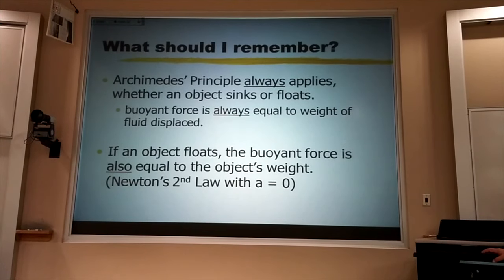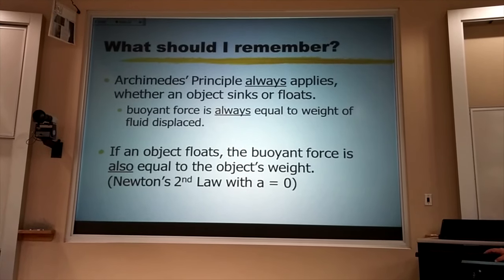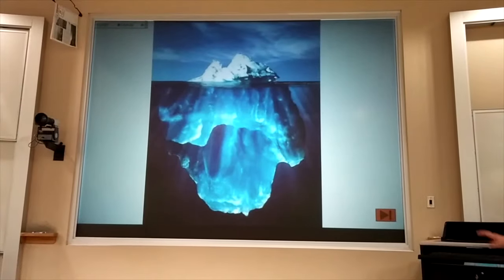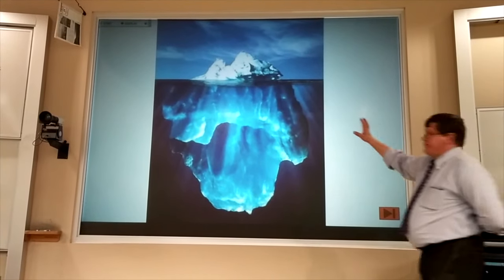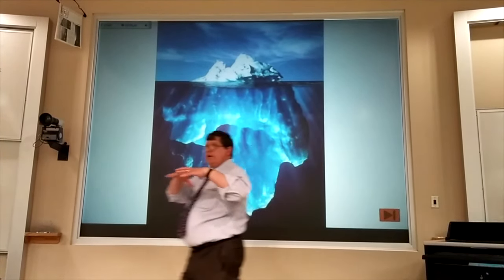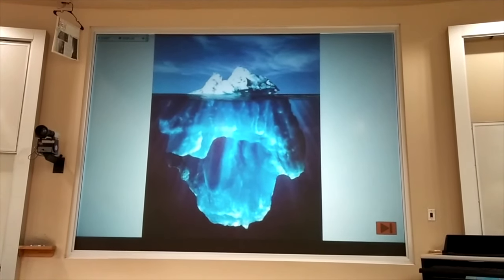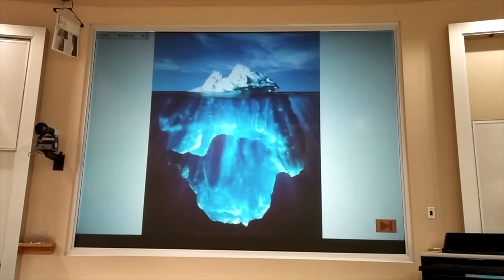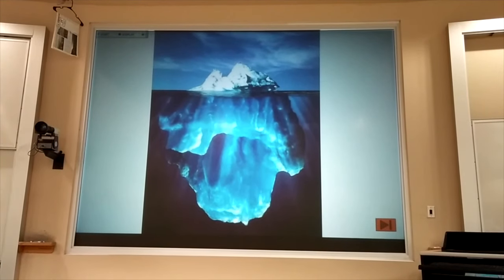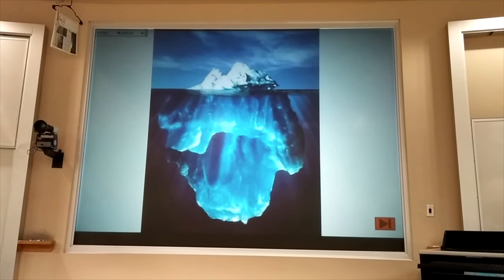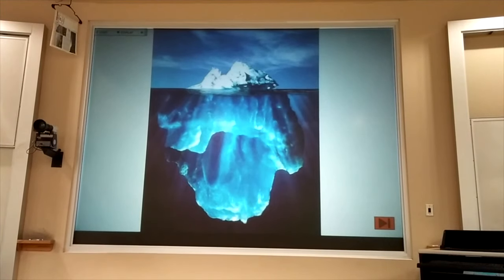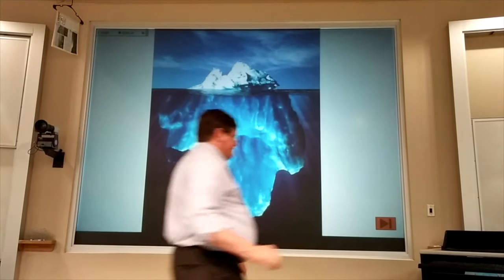I promised you a really hard problem or two. Remember, I just told you that if something like an iceberg is, if you can only see 10% of the iceberg, that means you can't see 90%. What I just told you was that that meant that the density of the ice is 90% the density of the liquid.